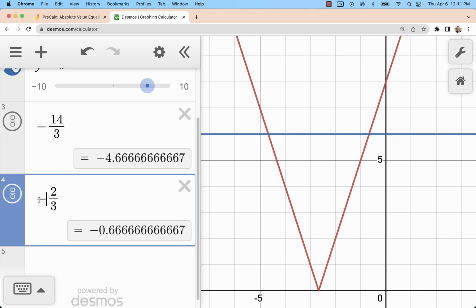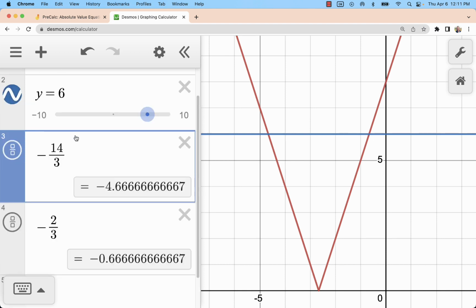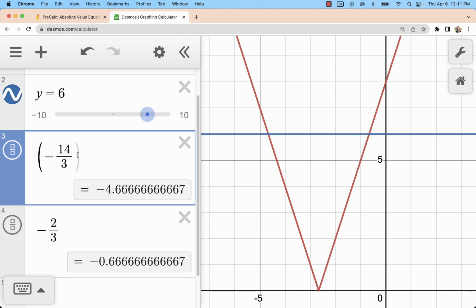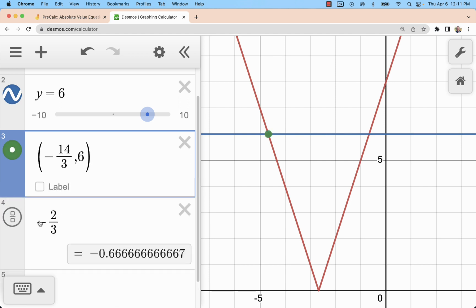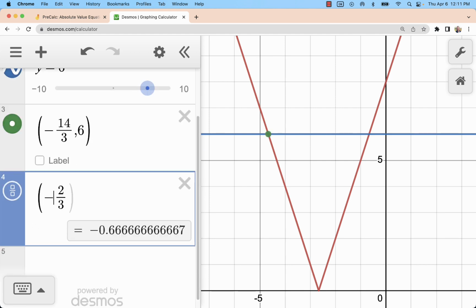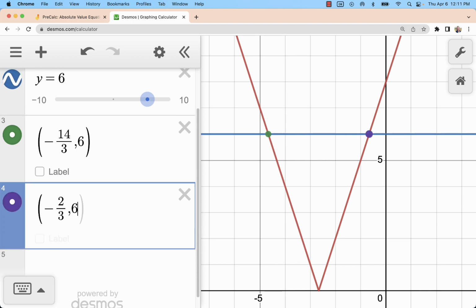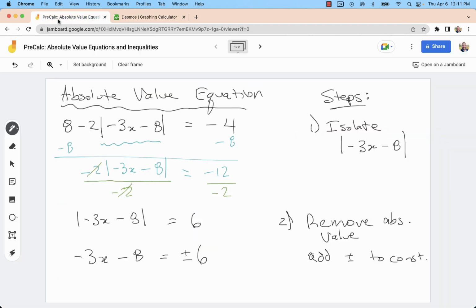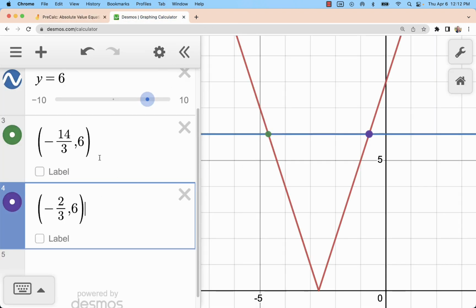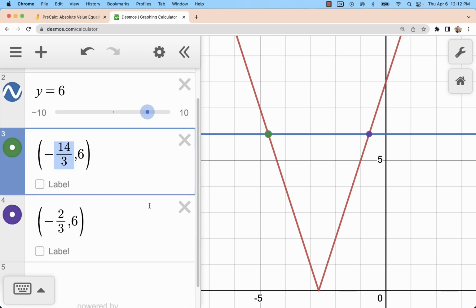So those were the two points where those cross, and I'm just going to finish this up and put those as my ordered pairs where they cross. These are when y equals 6, or in other words, when the left side of the equation equals 6. That's our solution, the x values.